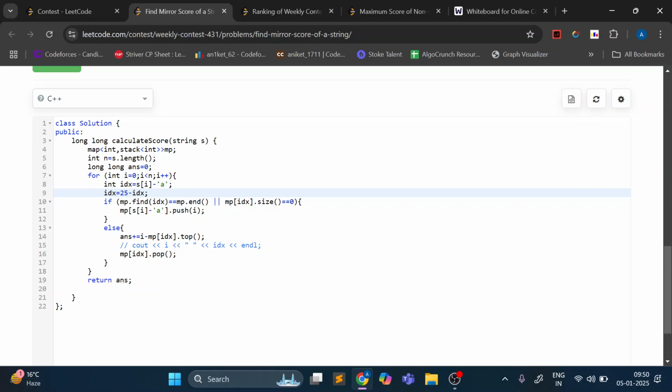Now if there is no mapping initialized for that character, or if its stack size is 0, I will just push it and move forward. Else I will add current index minus its top index into my answer or score and pop that element. Popping that element, it is marked and it is not useful for further. So removing it, and finally just returning that answer.